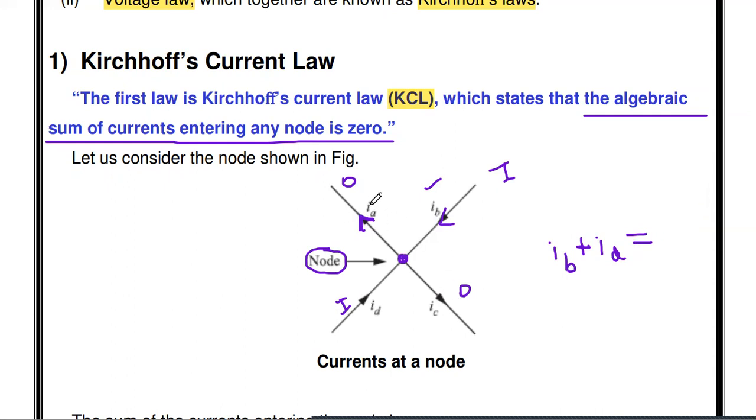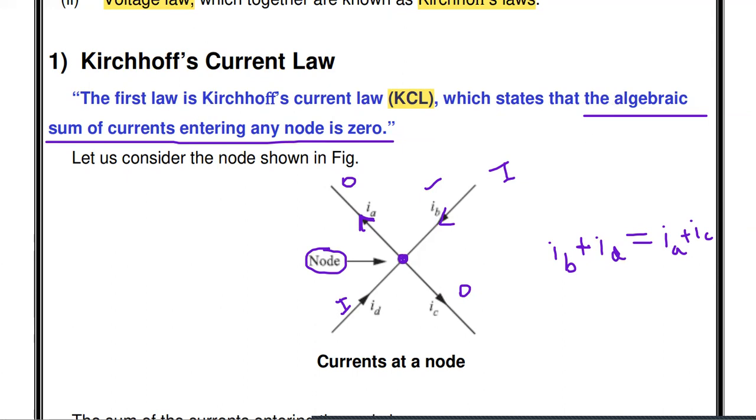What are all the outgoing currents? IA and IC. So you just add the outgoing current IA plus the outgoing current IC. So this value, the addition IB plus ID, is always equal to IA plus IC. This is called Kirchhoff's current law. So this is one thing.